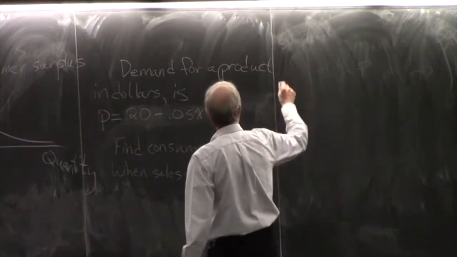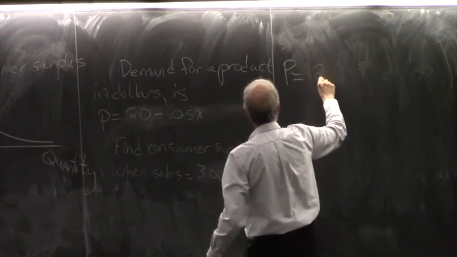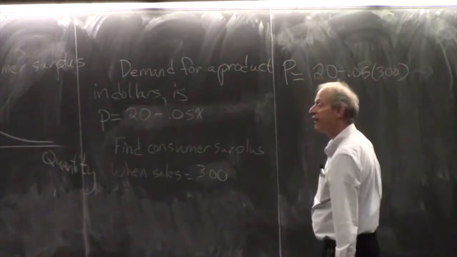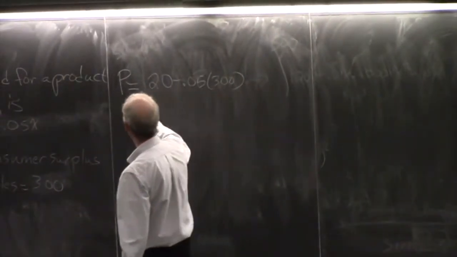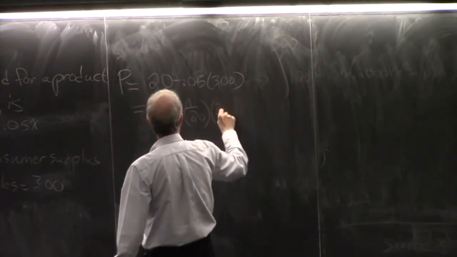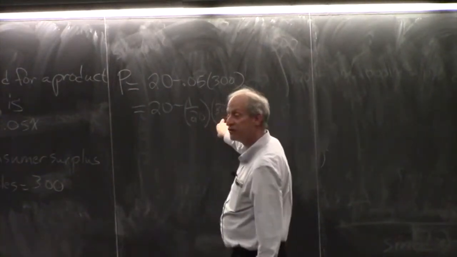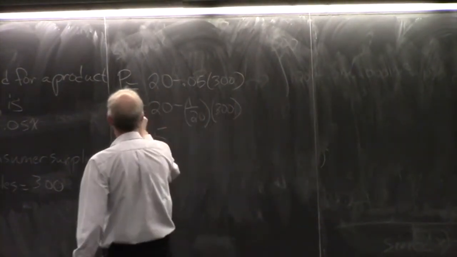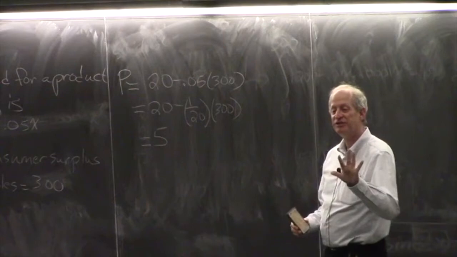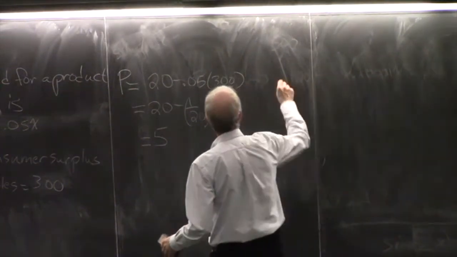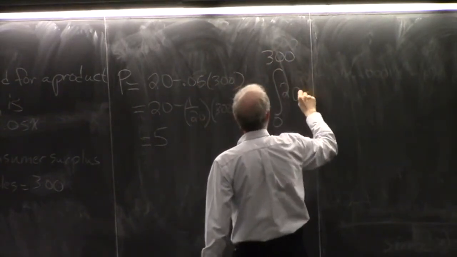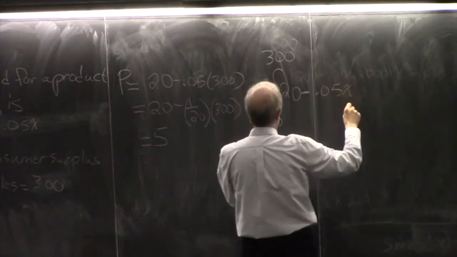I'm not in charge. So first, you find P is 20 minus 0.05 times 300. I know you guys hate fractions, but it is easier if you do it as a fraction. This is 20 minus 1/20th of 300. 1/20th of 300 is 15, so this comes out 5. Okay. Feeling of satisfaction. You only need to use the fingers of one hand so far. Okay. The integral from 0 to 300, 20 minus 0.05x plus 5.